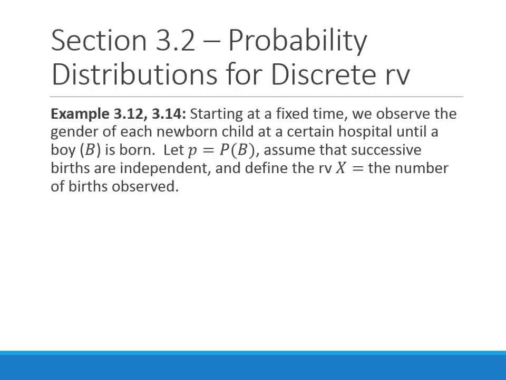Okay, in this example, we're looking at births until we get a boy. Let lowercase p equal the probability that we get a boy, so that on any particular birth, we get some generic probability, little p. We're going to assume that successive births are independent, which we're not going to say whether that's a good assumption or not. It's probably okay. We want to define the random variable X to be the number of births observed until we get that first boy.